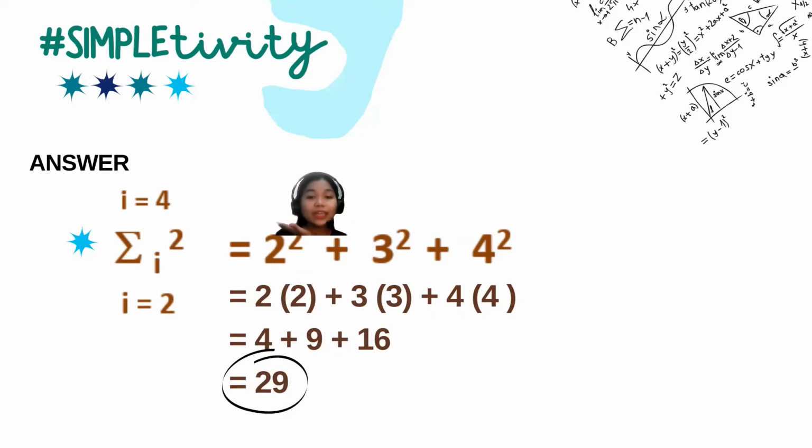So first, squaring each value of x and then adding all of them. That's why it's called sum of squares. So the answer for the summation of i squared as i goes from 2 to 4 is equal to 29. I hope you got the same answer.